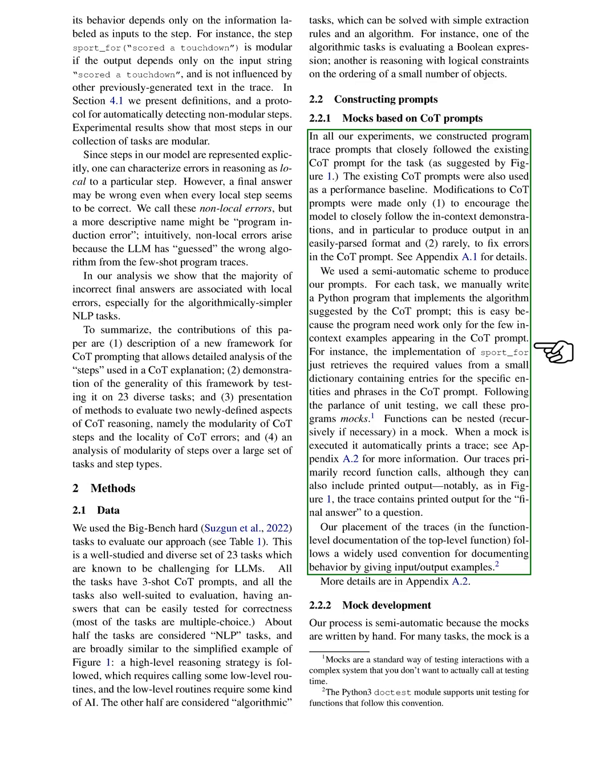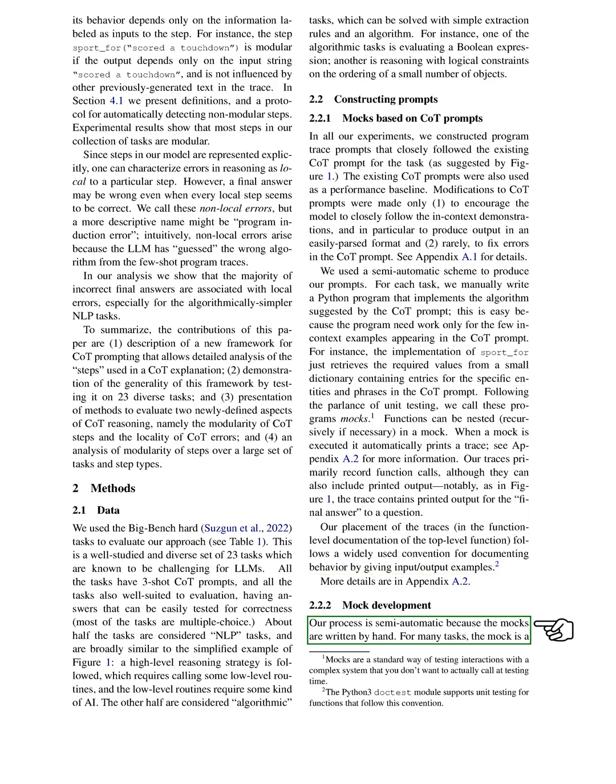We employed a semi-automatic method to generate our prompts, manually writing Python programs that implement the algorithms suggested by the prompts. These programs, which we refer to as mocks, only need to work for the few examples provided in the prompts. For instance, one mock retrieves values from a small dictionary based on the entities mentioned in the prompt. When executed, mocks print a trace that primarily records function calls and may include printed outputs, such as the final answer to a question. Our mock development process is semi-automatic since we write the mocks by hand.